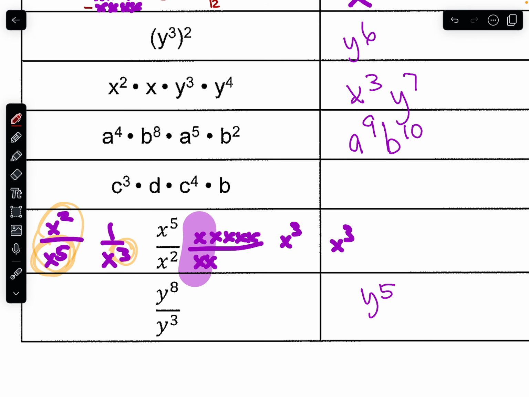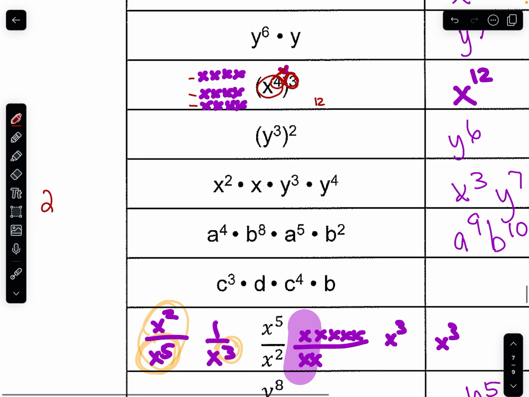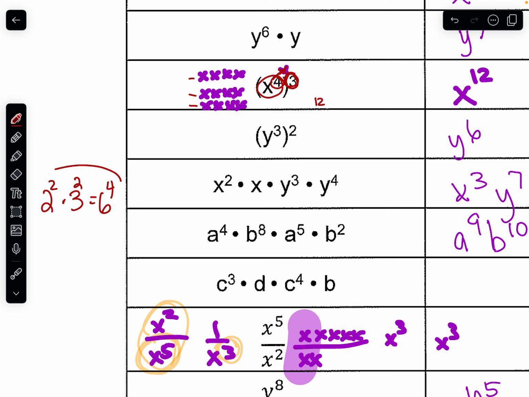So here we go. Go ahead and check your work on here. And let me just remind you too, if I had 2 to the second power times 3 to the second power, this would not be 6 to the fourth. That's a big no-no, right?